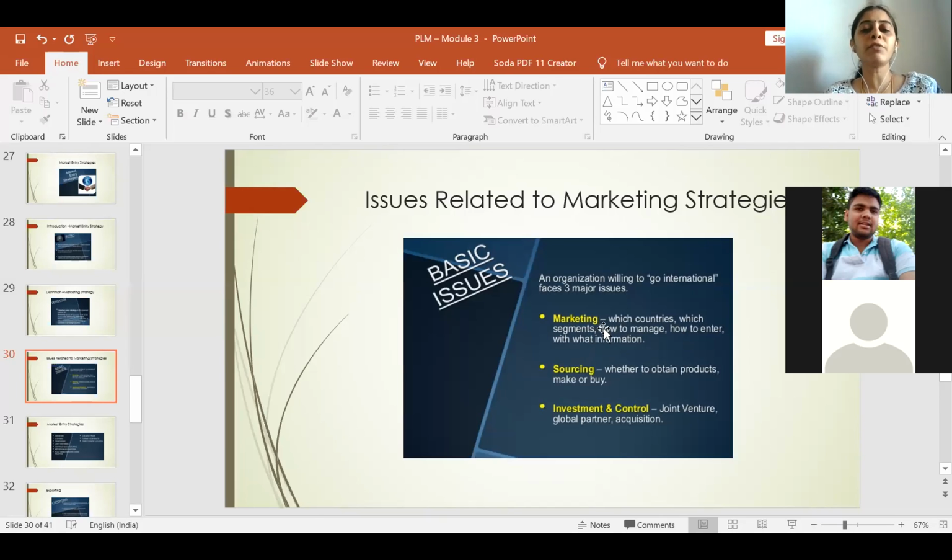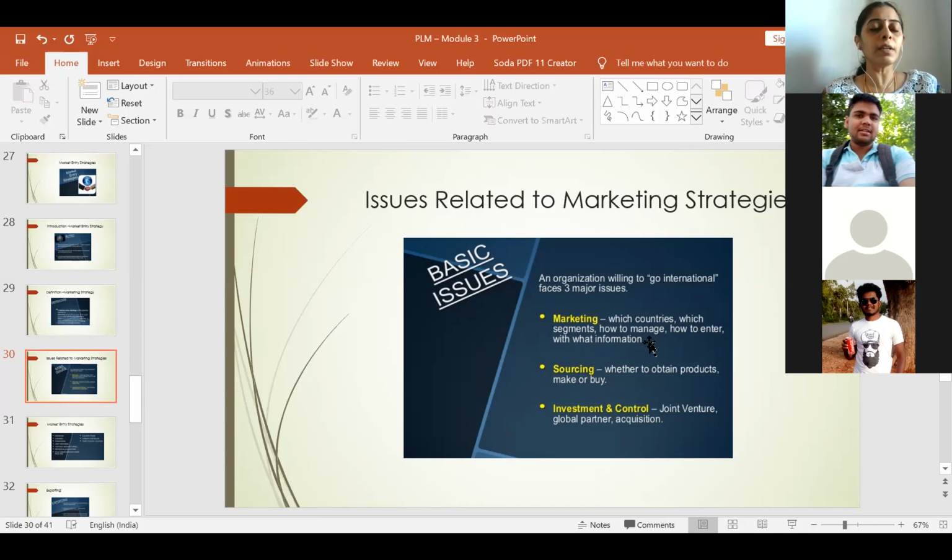They have to identify which country they are going to do the marketing in. And how do you segregate the segments of marketing? That comes under marketing strategy, so that also has to be identified. After identifying the segments of the market, the company has to think about how to manage these segments. After that, how to enter the actual market. After entering, how you will manage the marketing management information system. These are all the categories of marketing strategies which could be easily done within the country.